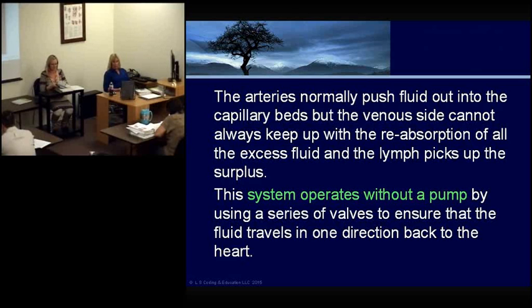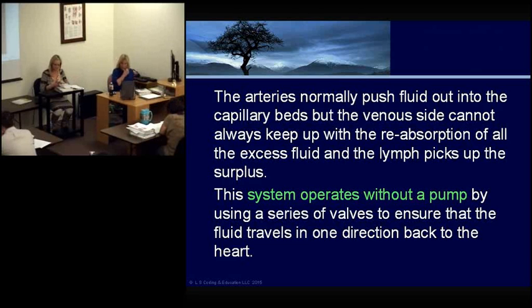So this system operates without a pump by using a series of valves to ensure that the fluid travels in one direction back to the heart. Since it doesn't have a pump, lymph tends to be moved by muscle movement. If you're bedridden, or you have congestive heart failure and you're pretty sedentary and not moving around, what happens to your ankles and your hands? They swell up.